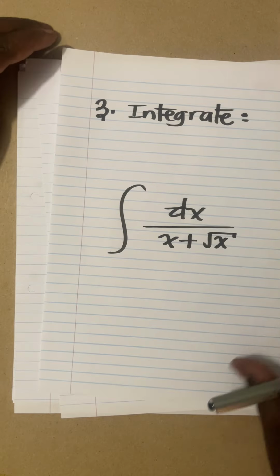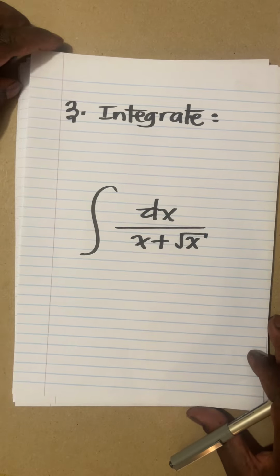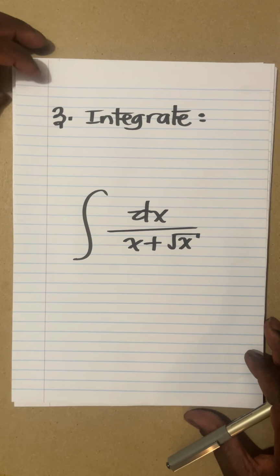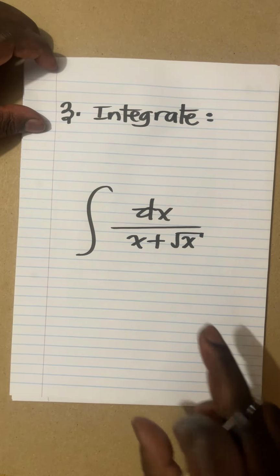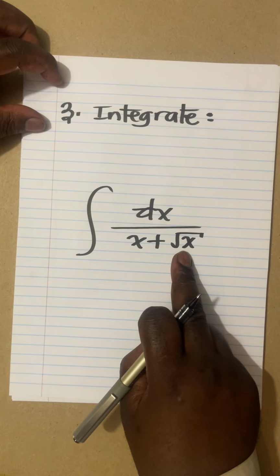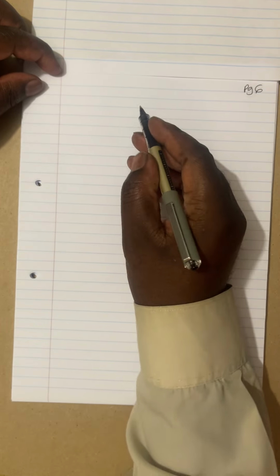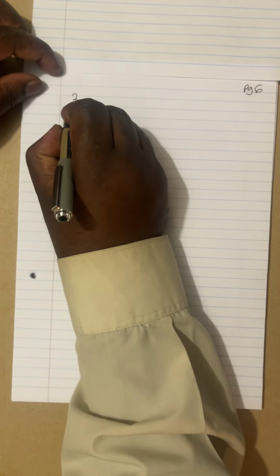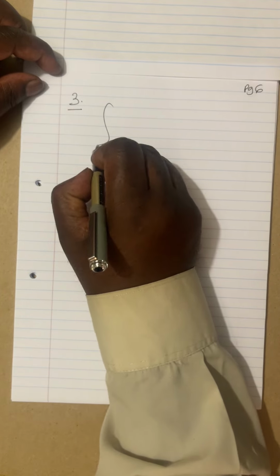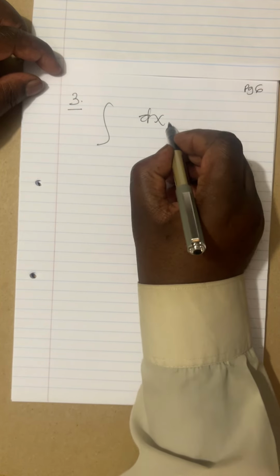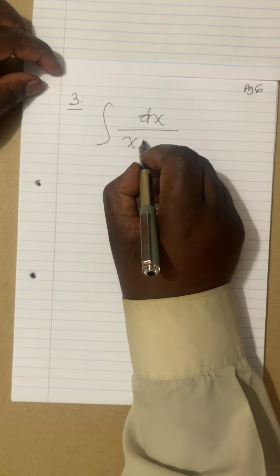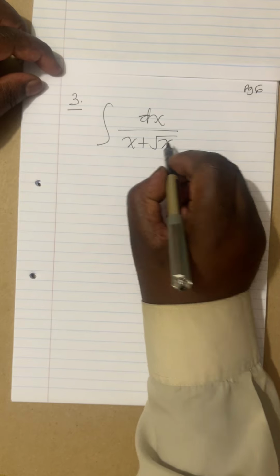Our third integral is this one. Now we are supposed to integrate dx all over x plus square root of x. Now, how do we approach this? Obviously, your guess is correct. We're approaching it from square root of x. So let's just capture the question exactly how it is. The integral of dx all over x plus square root of x.